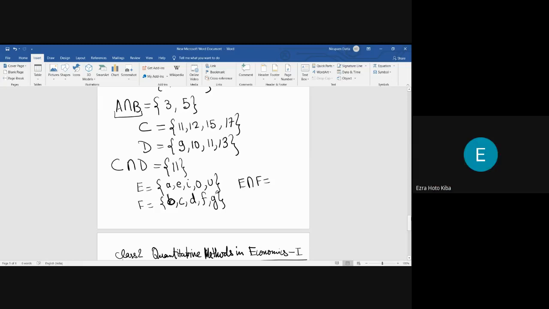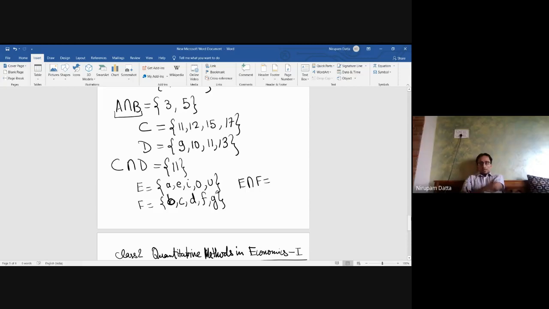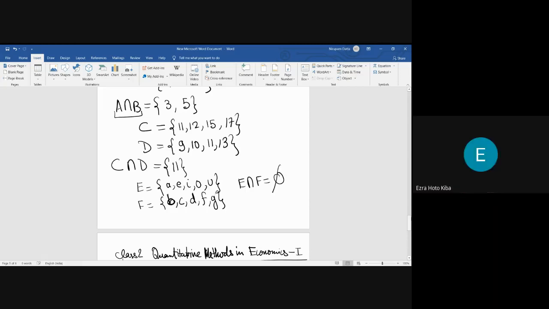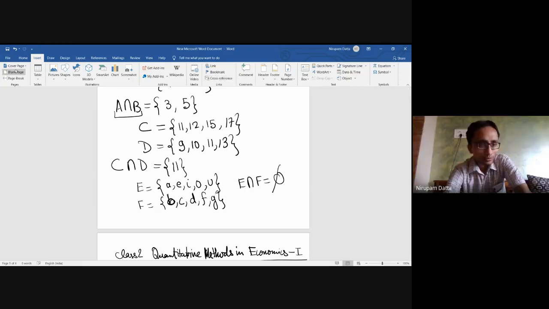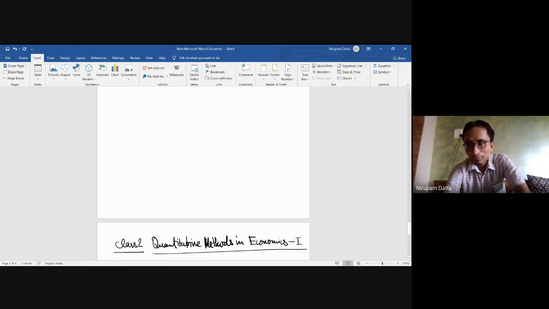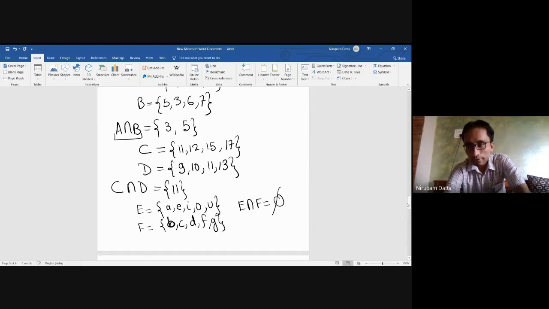So can we write it as null set? Null set. Yes. There are no elements that are common to set A and B, so it is a null set. Very good. Clear? Yes, sir. Any doubt? No, sir. Okay, that's great.